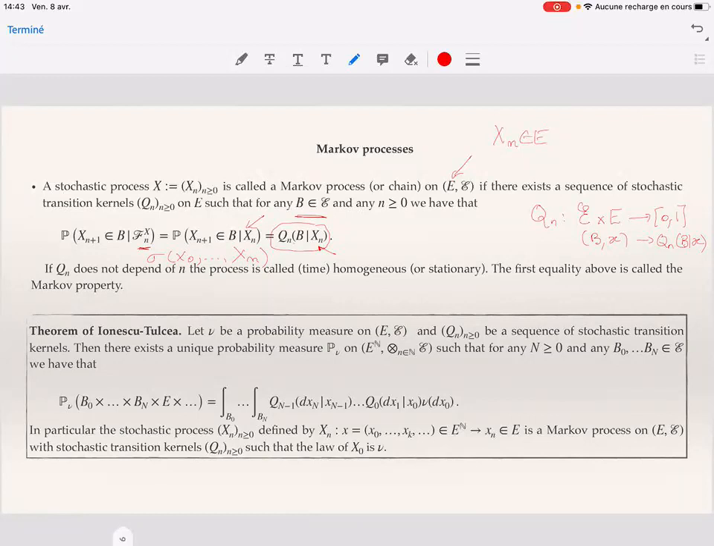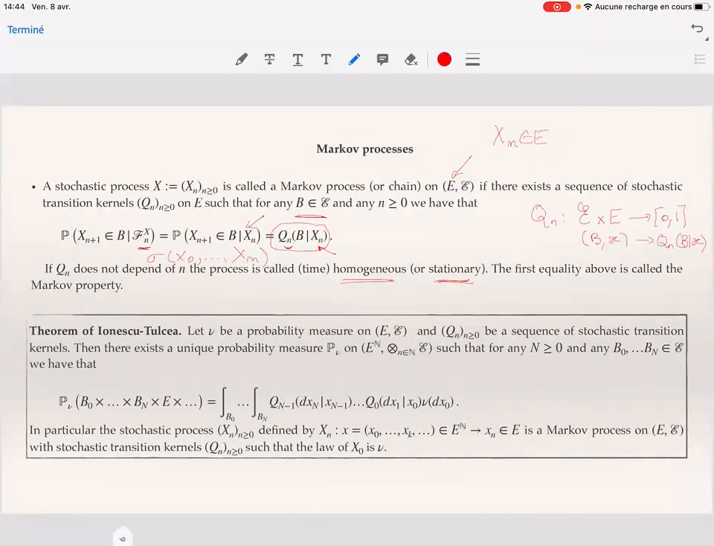So as I said before, this Qn depends on n. But in some situations, Qn doesn't depend on n. So it is the same for every time n. It means that the law to pass from state n to state n plus one is the same as the law to go from state zero to state one or from state one to state two. It is the same law at all times. In this case, we have what we call a stationary or homogeneous Markov process. I will use stationary several times, but you will also find the term homogeneous in the literature.